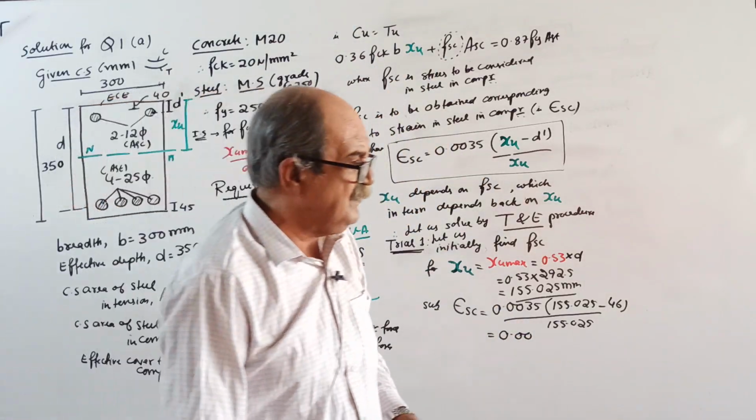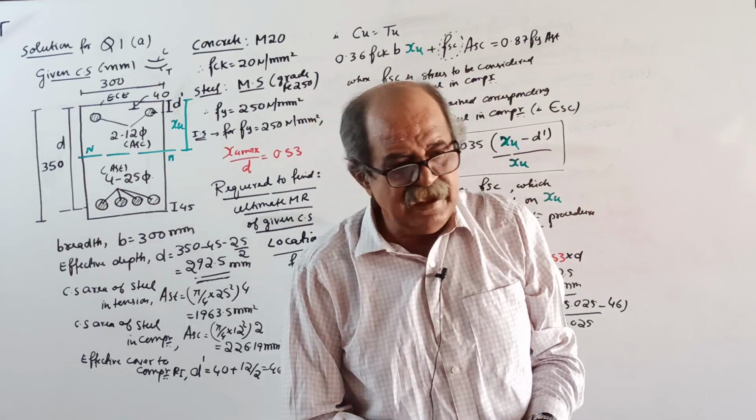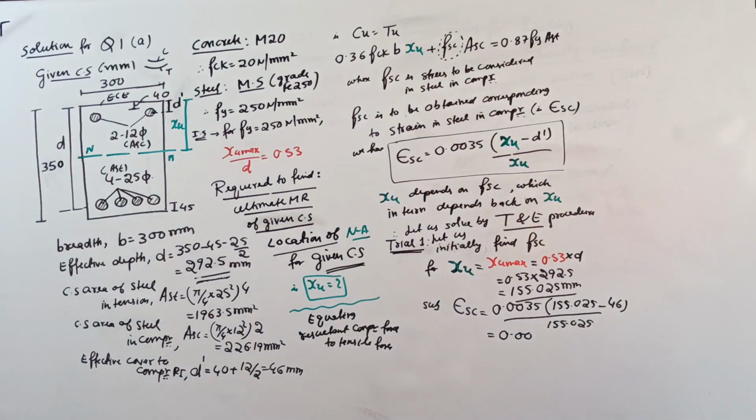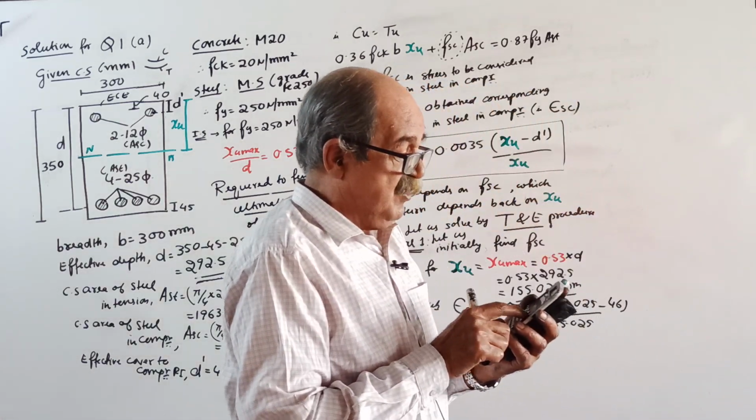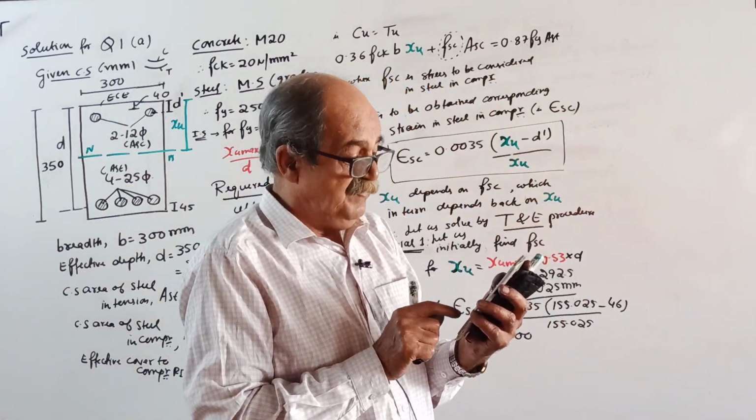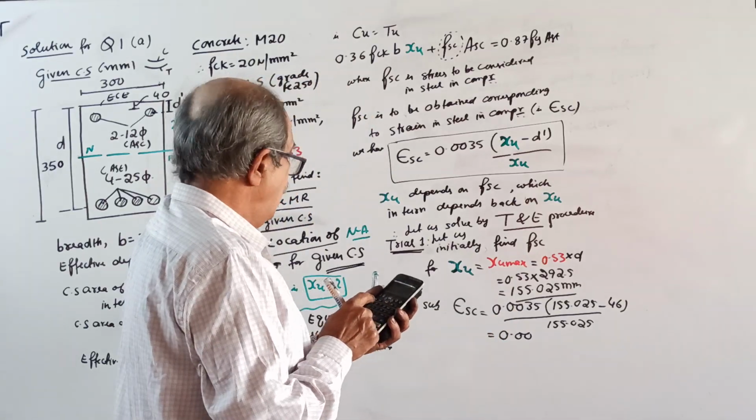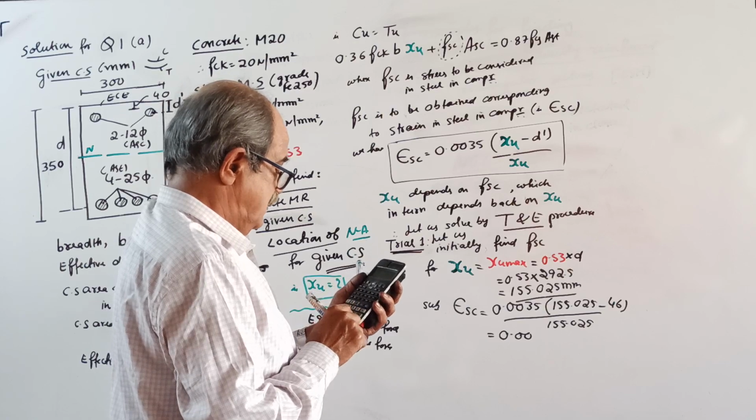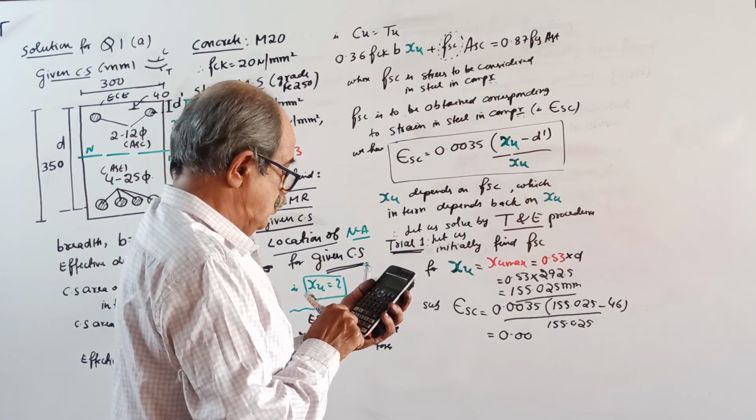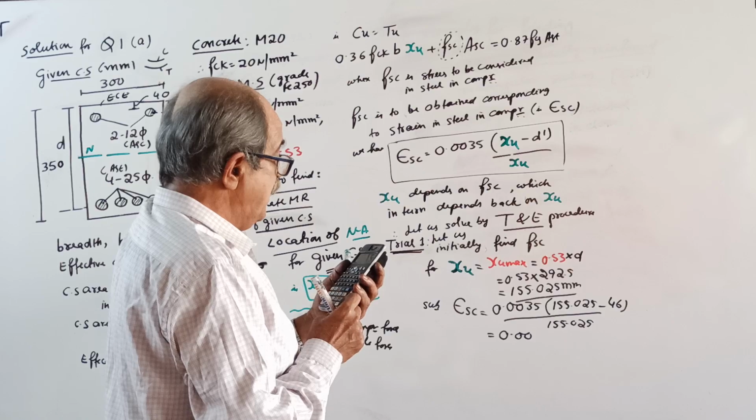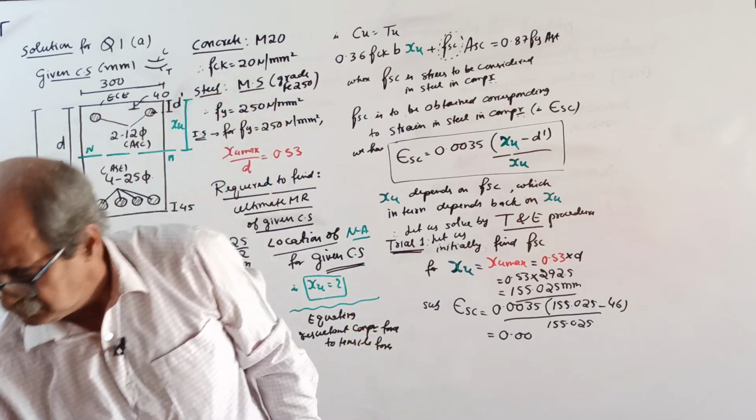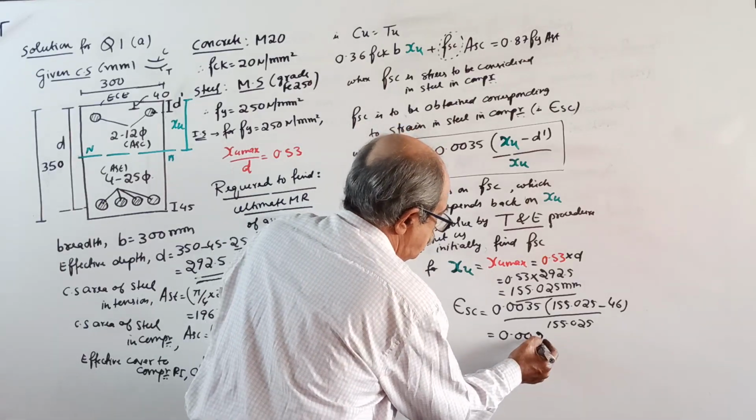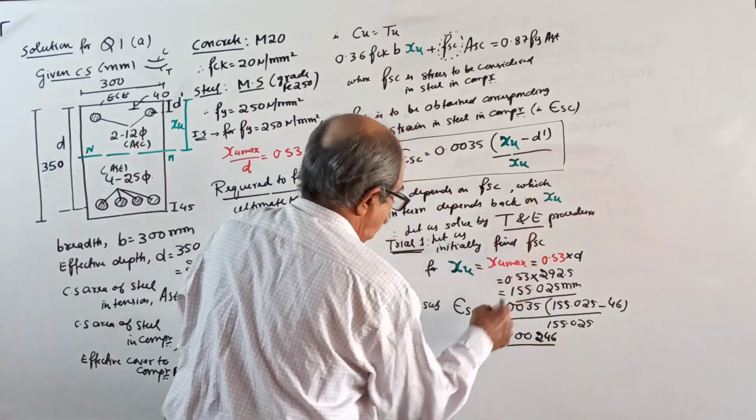Epsilon SC will come 0.00. I have not calculated because I know that it will come more than the elastic limit or proportionality limit. But now you require the value. Okay, I will calculate. 0.0035 into bracket 155.025 minus 46 divided by 155.025. Correct. 0.00246.